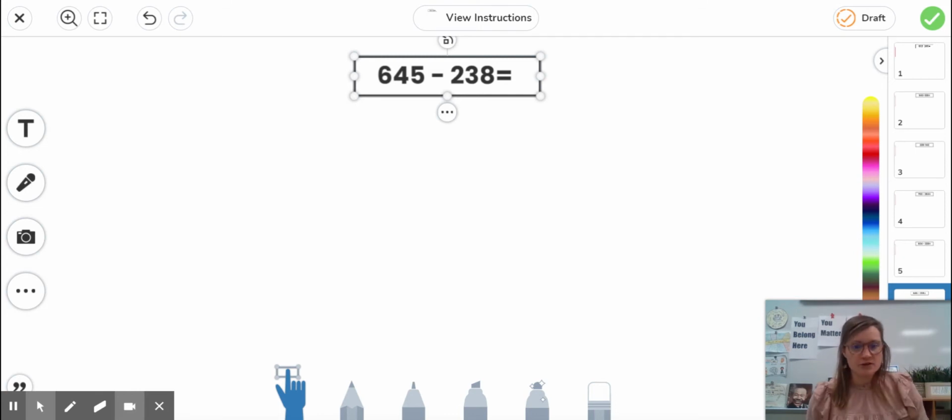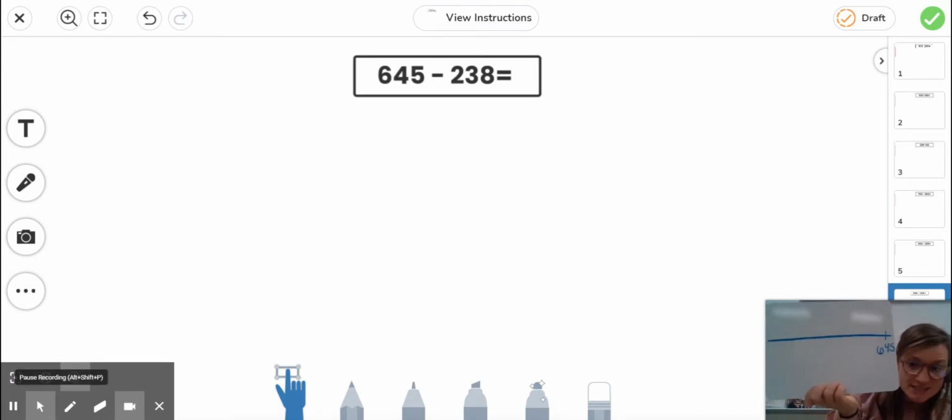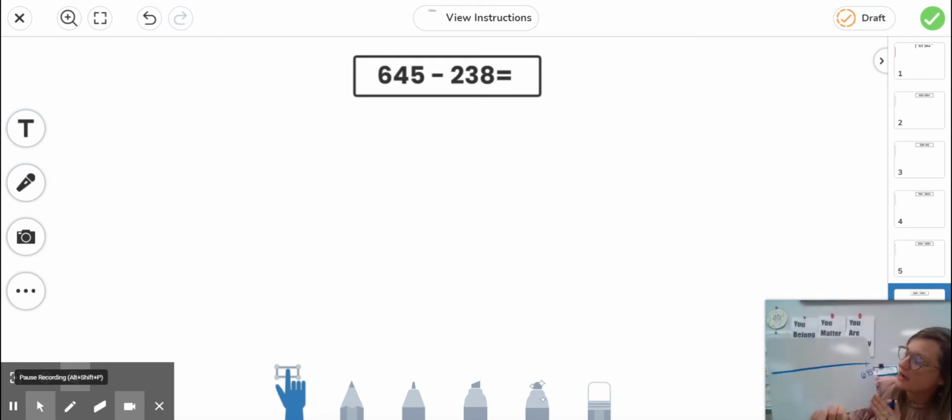So let me model that for you with this problem here. If I am doing the problem 645 minus 238, I'm going to start my number line by putting 645 on there. Okay, so I've got 645 on my number line. Then I'm going to subtract 238. So by breaking it down into hundreds, tens, and ones, it's going to help me to solve the problem in a way that makes sense.